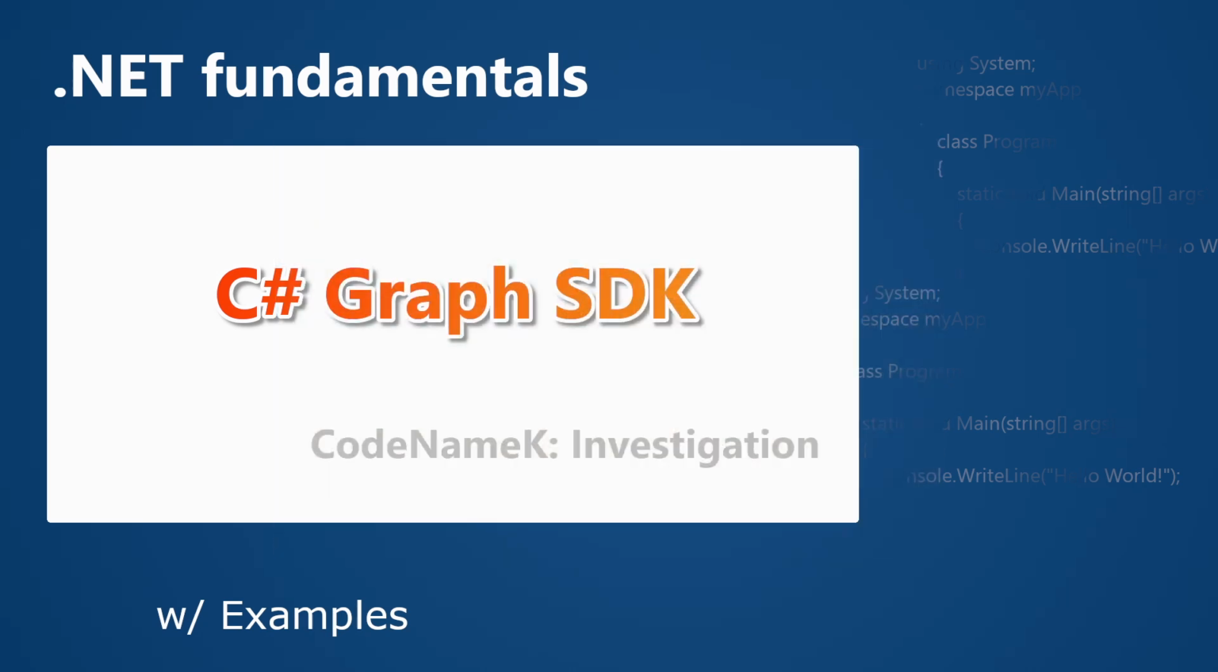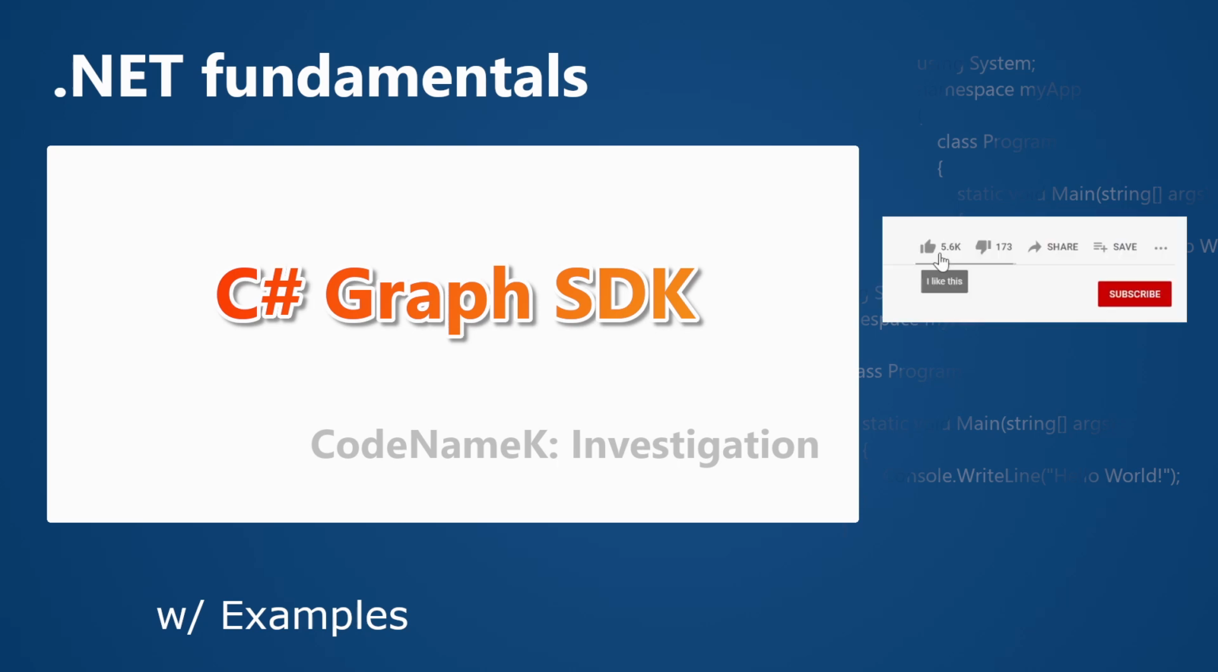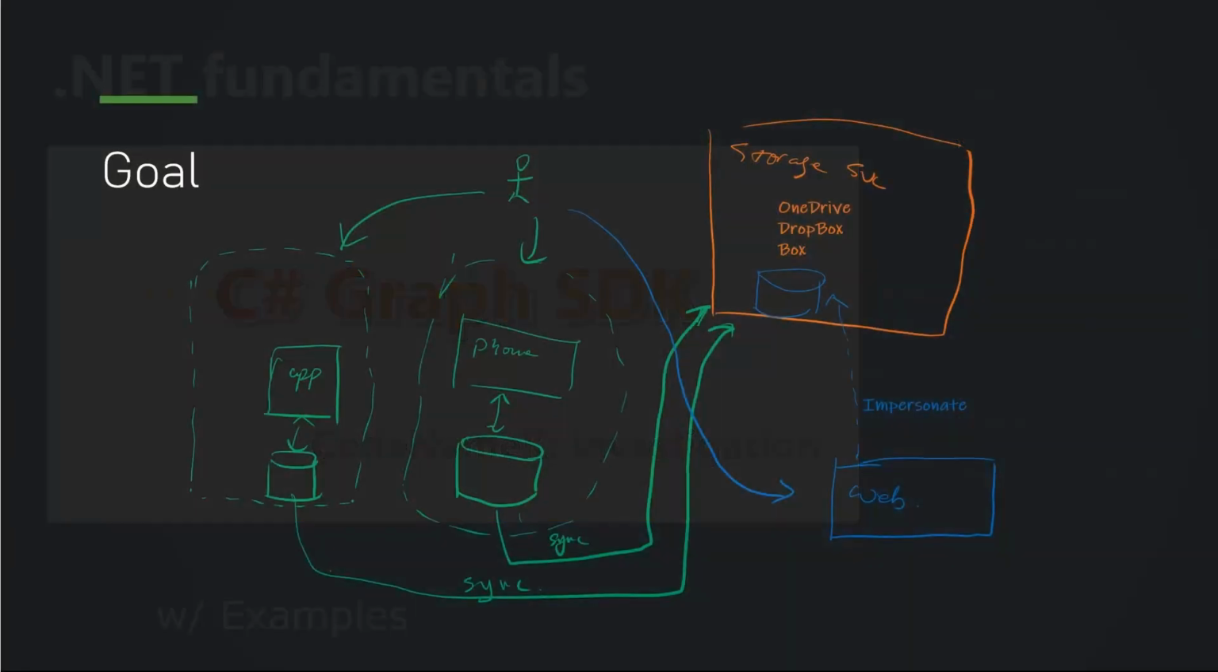This video, we're talking about the SDK investigation part for CodeNameK. For those new to the channel, CodeNameK is a project that I'm building and sharing the process with you. It will have a desktop app, a phone app, and a web app to store the numbers, and it will use OneDrive as a backend storage to exchange data between those clients. Check out the blueprint video for more details.